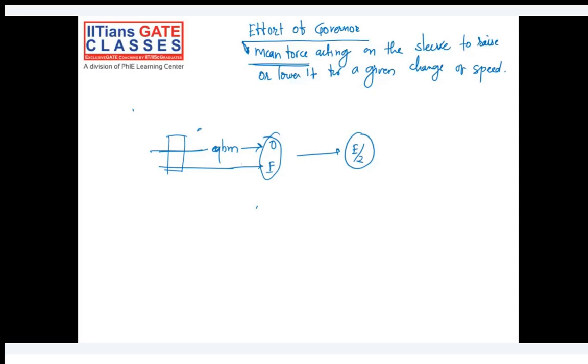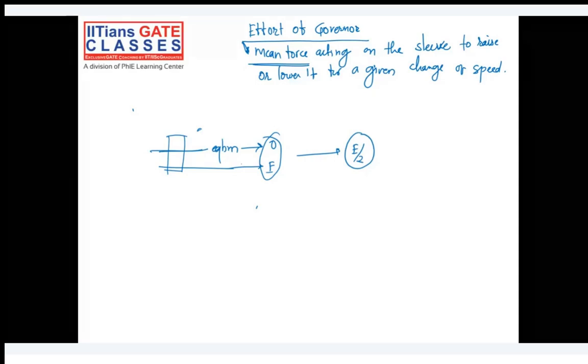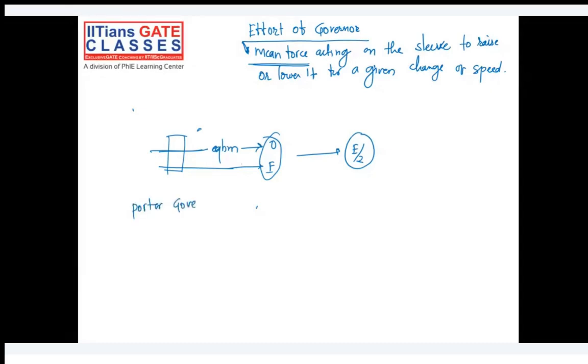Okay. And the effort E by 2 is given by different formulas for different governors. So for Porter governor, write down the formula E by 2 is equal to 2c by 1 plus k, okay, in bracket 2mg plus Mg times 1 plus k. Okay, this second M is capital.